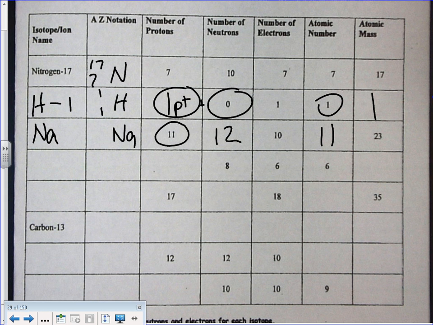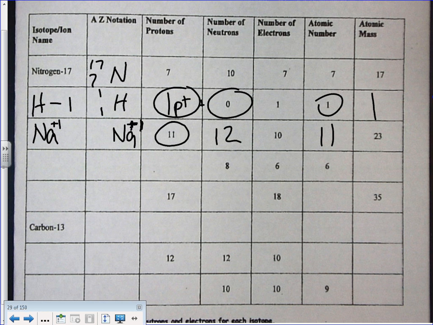So we have a charged particle, an ion, right? Is it positive or negatively charged? Positive by 1, because the difference between these is 1. So that's going to be a 1 plus charge. You can denote it on the A to Z notation, probably a little easier there. And you can put it over here just for kicks and giggles.